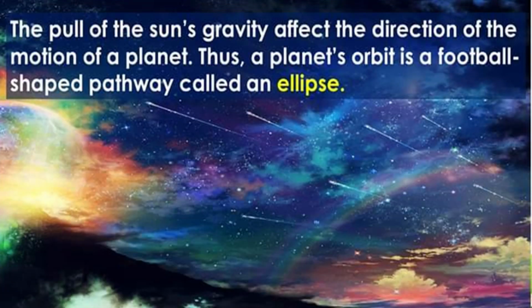The pull of the Sun's gravity affects the direction of the motion of a planet. Thus, a planet's orbit is a football-shaped pathway called an ellipse.